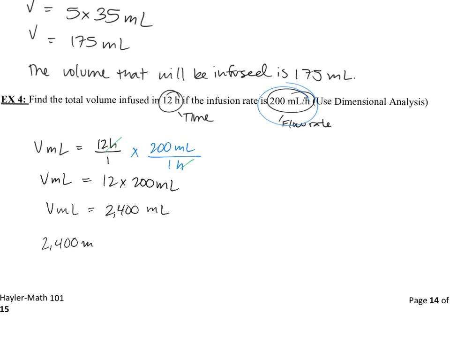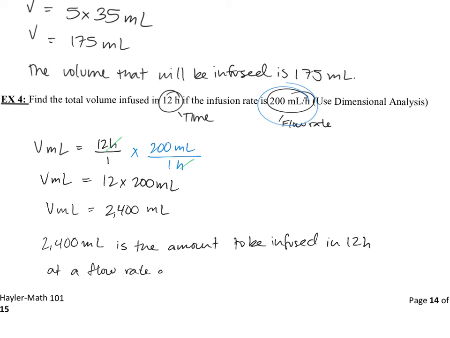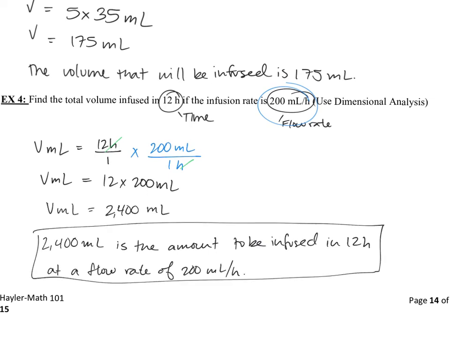Okay, so what we know is that 2,400 milliliters is the amount to be infused in 12 hours. And if you want to be more specific, you could say at a flow rate of 200 milliliters per hour. You wouldn't need to actually tack this extra part on. And there we go. That is it for 15.4.